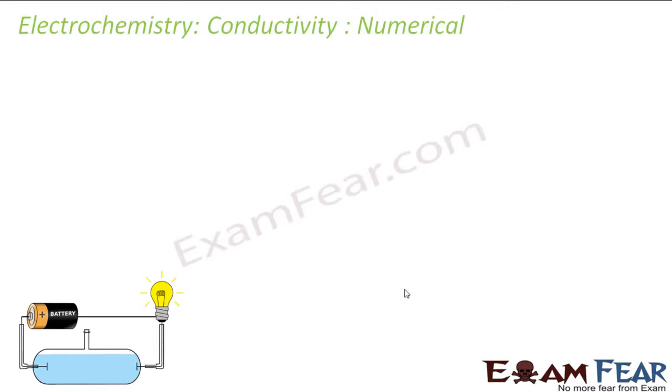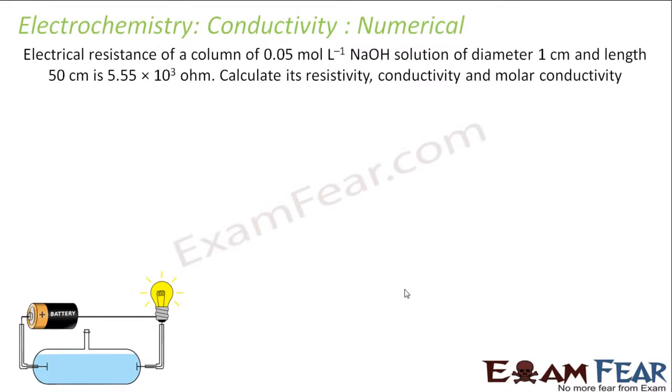The next question is: the electrical resistance of a column of 0.05 mole per liter NaOH solution of diameter 1 centimeter and length 50 centimeter is this value. This is the resistance. We have to find the resistivity, conductivity and molar conductivity. So this is my solution, and this column is 0.05 mole per liter. This is my 0.05 moles per liter NaOH.